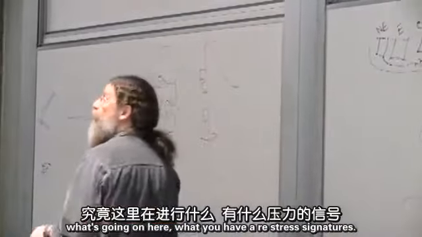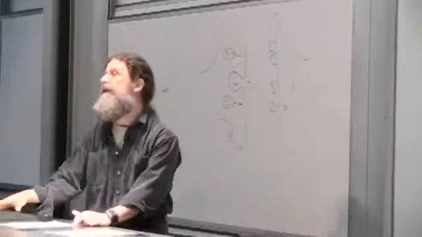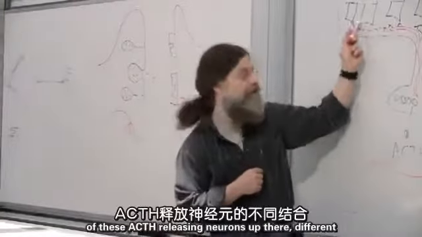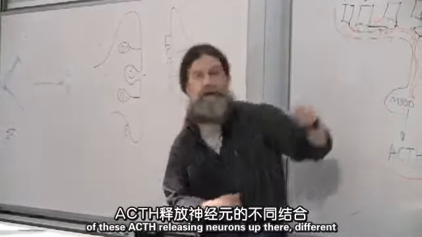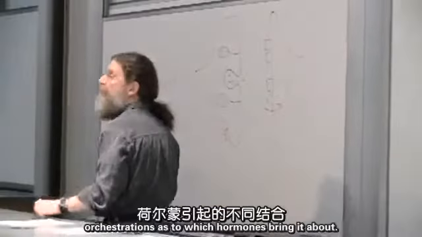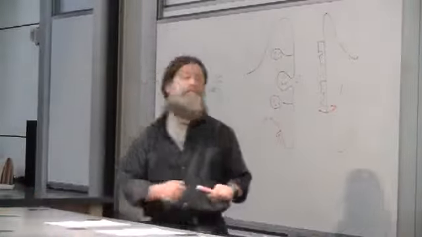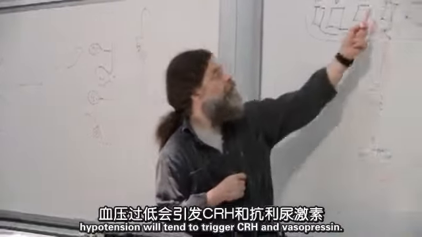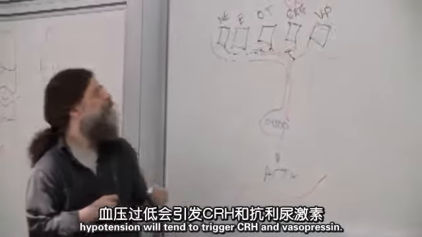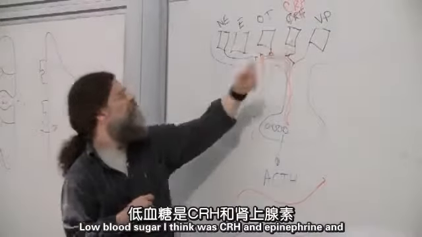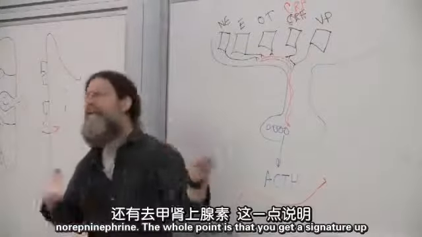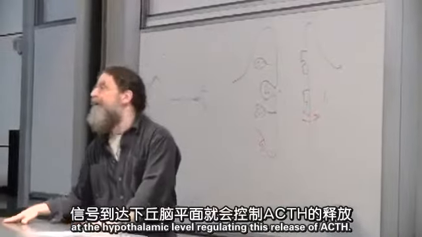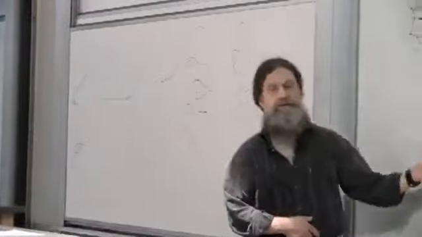And what's going on here, what you have are stress signatures. Different types of stressors will trigger different orchestrations of these ACTH-releasing neurons up there, different orchestrations as to which hormones bring it about. And it'll be things like low blood pressure, hypotension, will tend to trigger CRH and vasopressin. Low blood sugar, I think, CRH and epinephrine and norepinephrine. The whole point is that you get a signature up at the hypothalamic level regulating this release of ACTH.